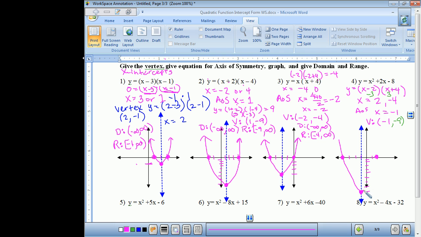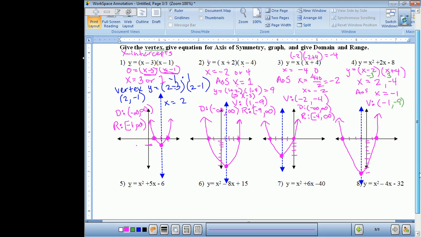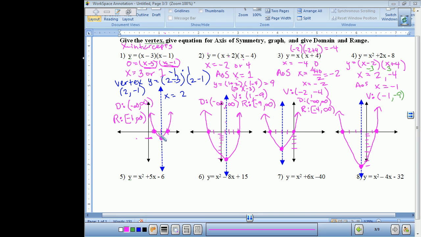And later on this week, we're going to talk more specifically about what this curve does, what it really looks like in between here and here. All right, domain, negative infinity to positive infinity. Range, least to greatest y values. What's the least y value? Negative 9. What's the greatest y value? It goes on forever. We represent that with infinity.